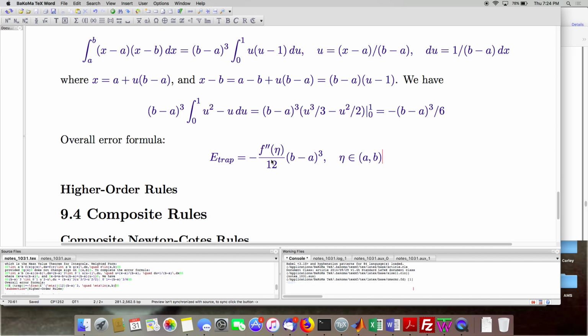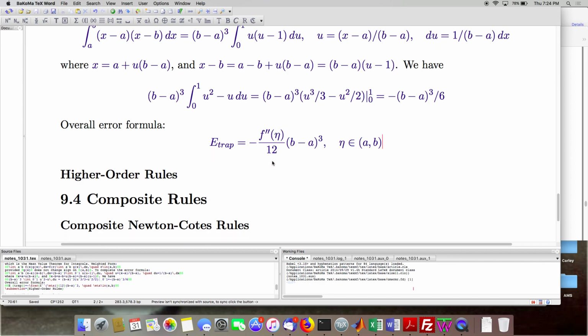Now, a couple of observations. First of all, if b minus a is a large interval, that means the error could be pretty large. Also, notice we have a second derivative. If you have a linear function, the second derivative is 0. So this is another way of seeing that the trapezoidal rule is exact for constant and linear functions. And certainly if the second derivative is small on AB, then this bodes well for having an accurate approximation. But you have a lot of functions that this rule cannot handle as is.